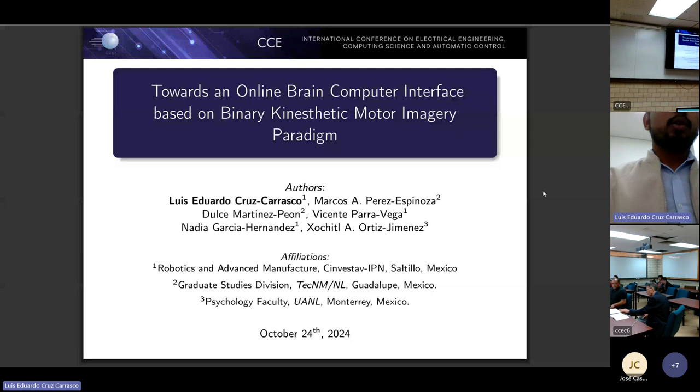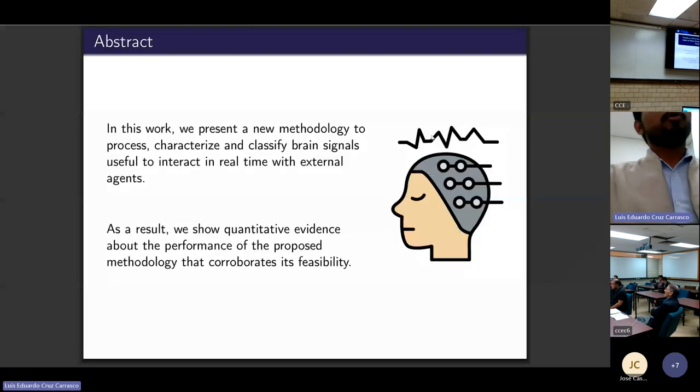Good afternoon. I'm Luis Eduardo Cruz Carrasco from Cinvestav Saltillo, and I'm going to present our work entitled Towards an Online Brain-Computer Interface Based on Binary Kinesthetic Motor Imagery Paradigm. For this work, we propose a new methodology that could allow us to transform electrical brain activity into commands to interact with external agents in real time. We also show some quantitative results that corroborate the feasibility of our methodology, taking into account the information transfer rate and the latencies of the methodology.